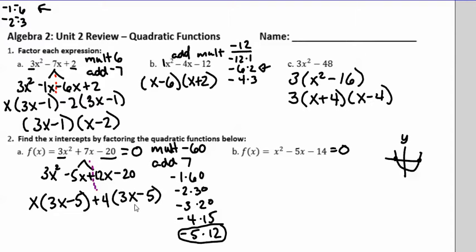And now you can see the insides match. That's one of my factors, 3x minus 5. And 3x minus 5 is being multiplied by x and by 4. x plus 4.